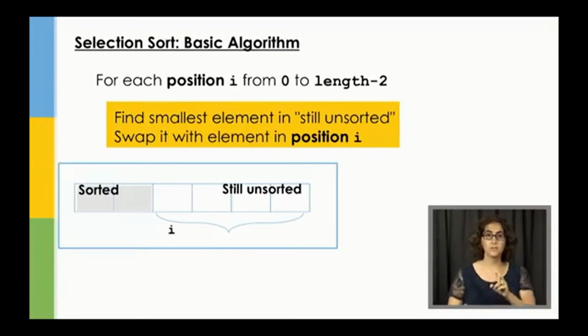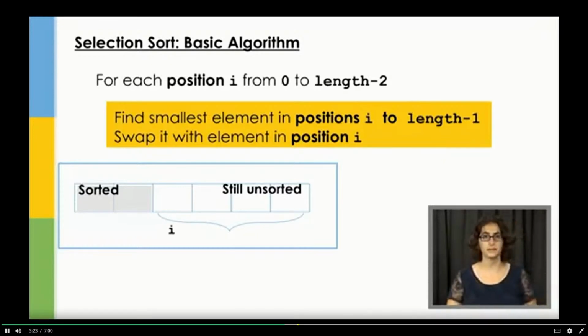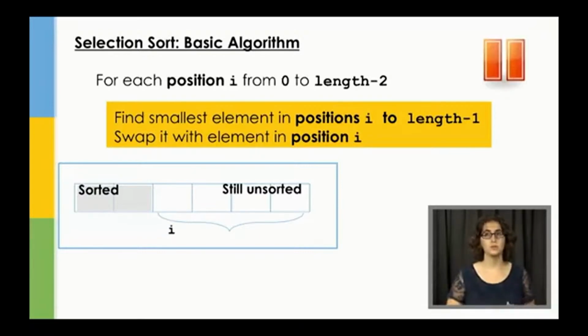Okay, so let's formalize a little bit what it means to be in the still unorganized or unsorted part of the array. Well, those are all of the elements in position I through the end of the array, length minus 1. All right, so as you can tell, we're getting a little bit closer to coding up the solution. And what I'd like you to do now is pause the video and try to write the code.